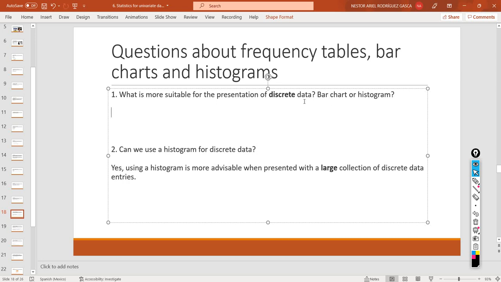I don't want you to think that when you deal with discrete data, you should always use a bar chart. No, you can also use a histogram. Why? Because using a histogram is more advisable when presented with a large collection of discrete data entries or data points. What do I mean by this?